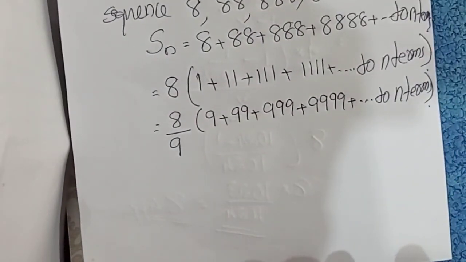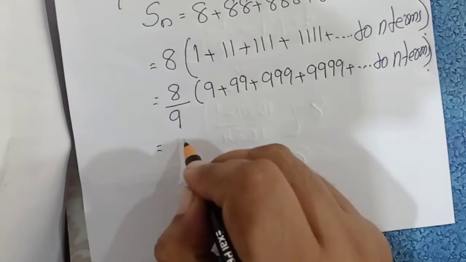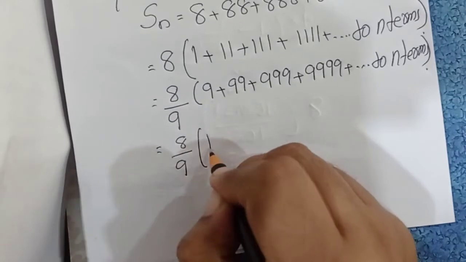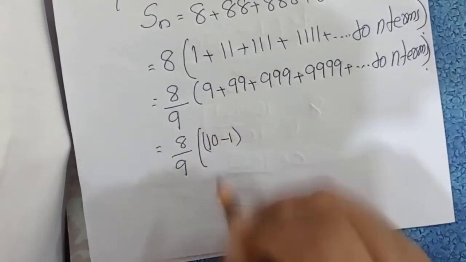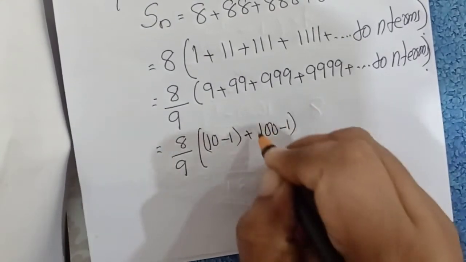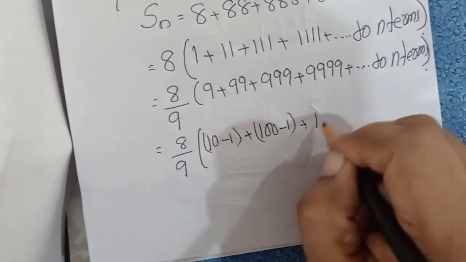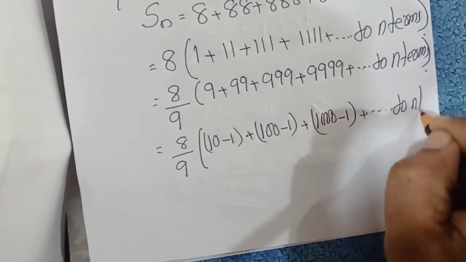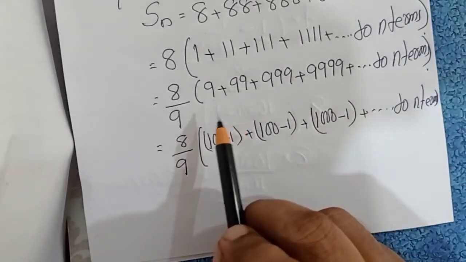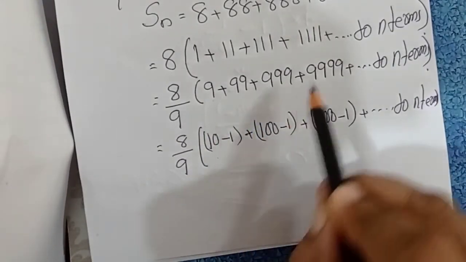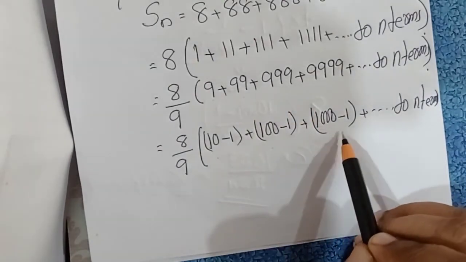9 plus 99 plus 999 plus etc. The next step is 8 by 9 is already there. We can write this 9 as 10 minus 1. Put a bracket there. Okay? Then 99 means 100 minus 1, 999 means 1000 minus 1, etc. to n terms. What's the next step? We can write this 9 as 10 minus 1, 99 as 100 minus 1, 999 as 1000 minus 1 plus etc. to n terms.